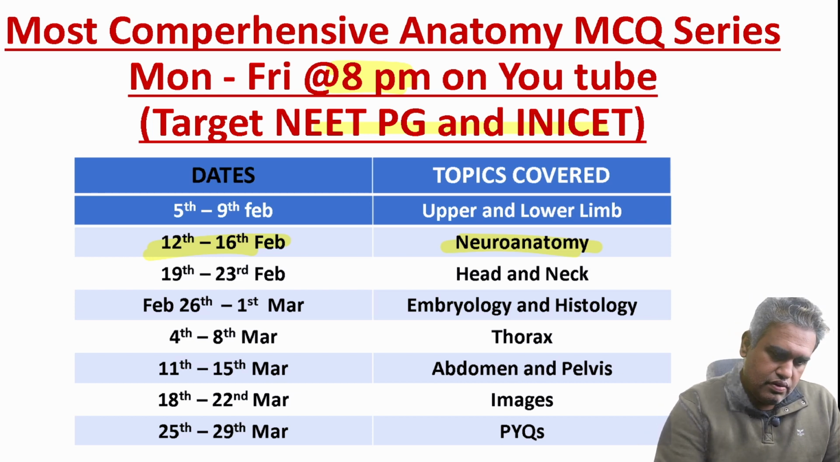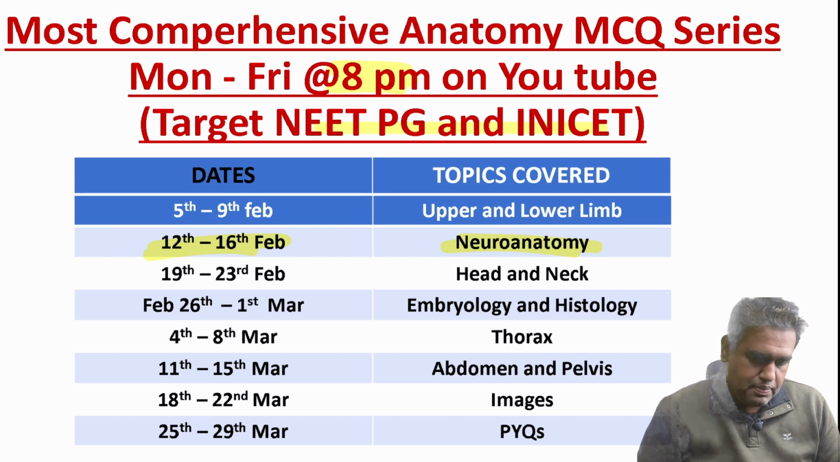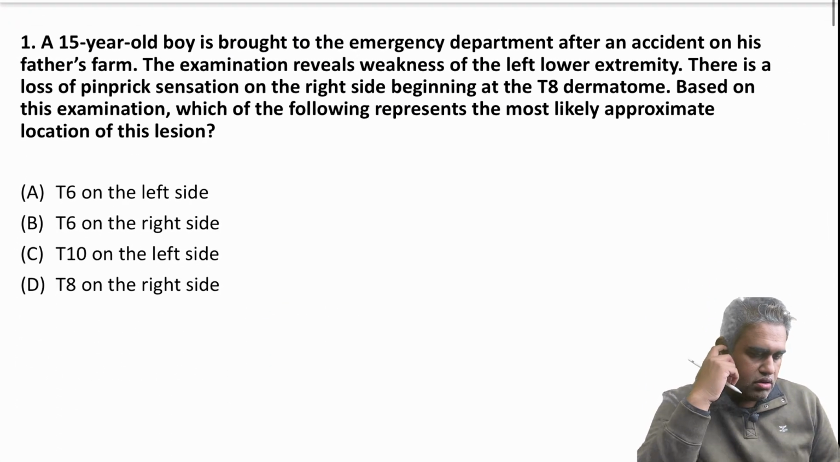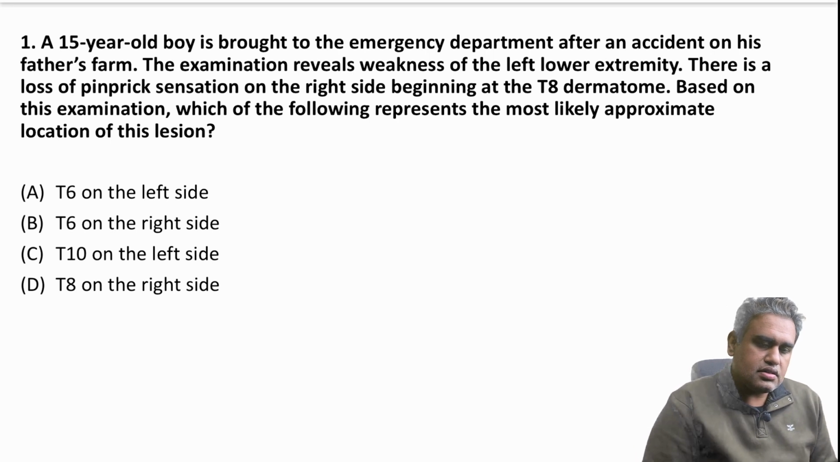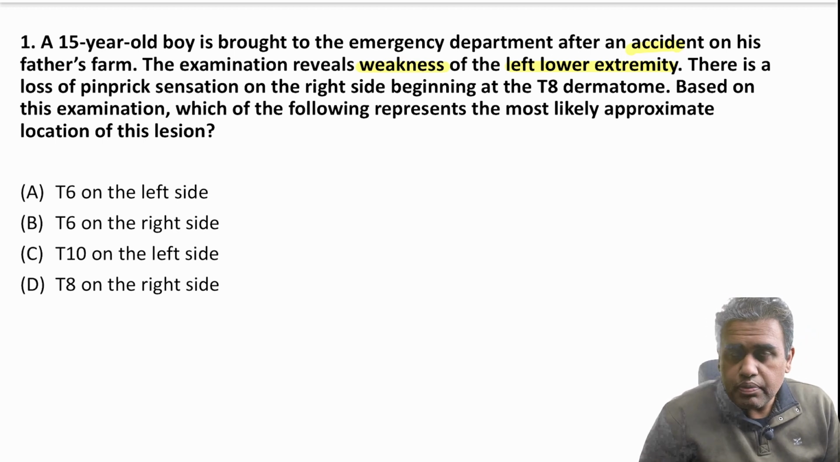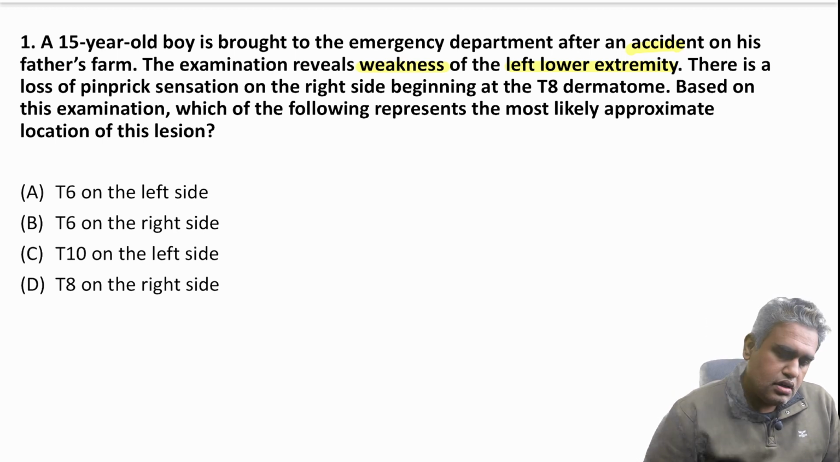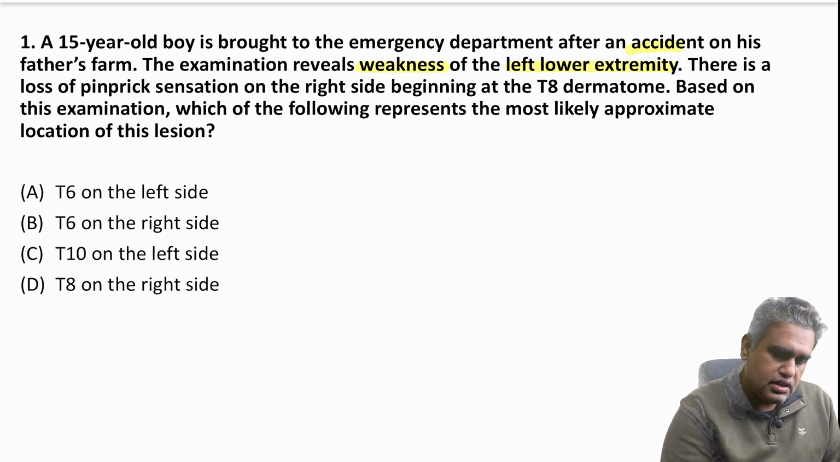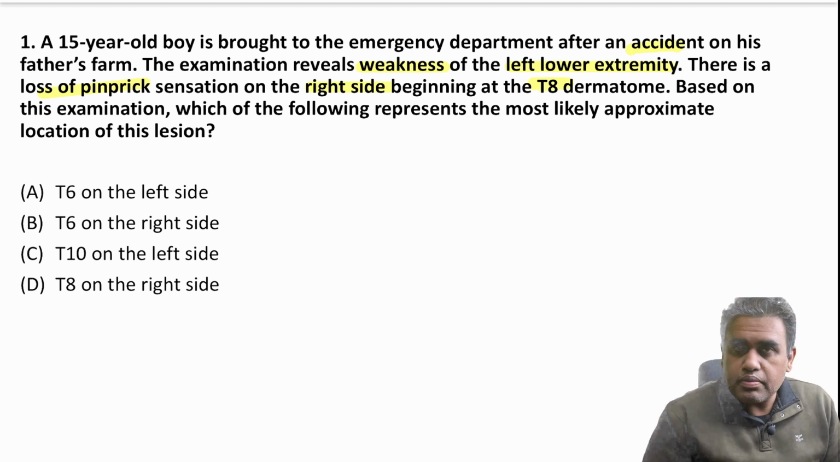Fair enough, so let's start the first MCQ of the day. The question says a 15-year-old boy is brought to the emergency after an accident on his father's farm. The examination reveals weakness of the left lower limb. Weakness means motor loss. There is a loss of pinprick sensation on the right side beginning at T8 dermatome.